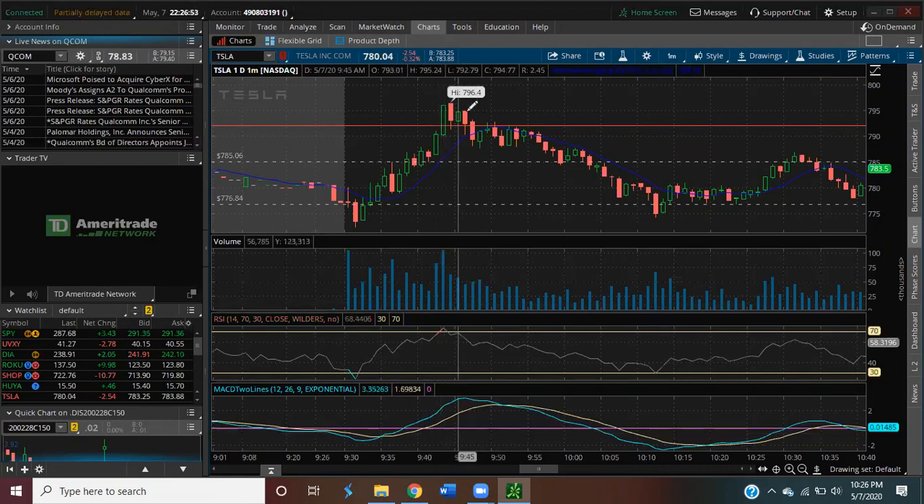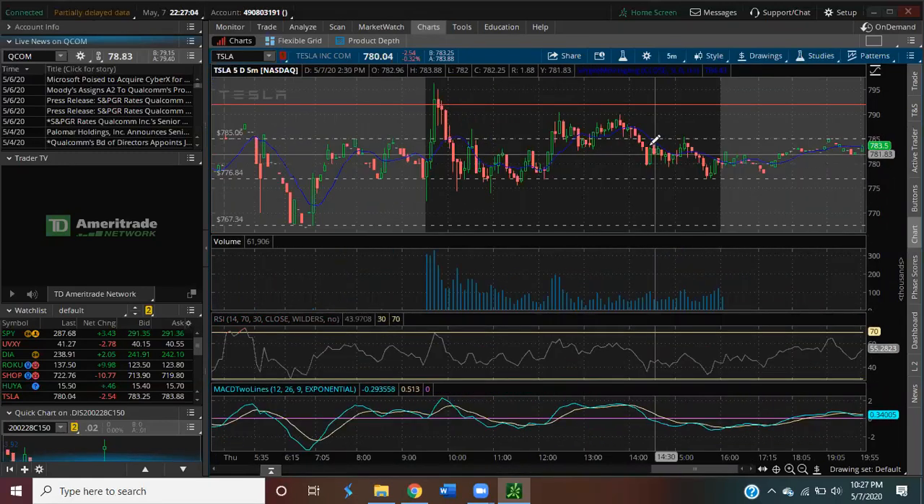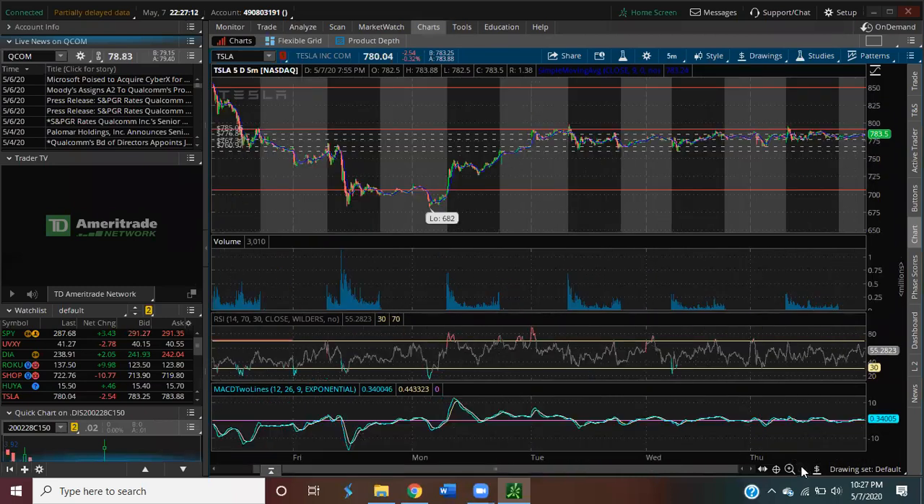It just happens like that sometimes. And it came back down. And we see when it came back down, it just came back into that same range. So Tesla really was not a good day trade today, honestly. A lot of back and forth. So let's look at a day that maybe Tesla was a good trade.